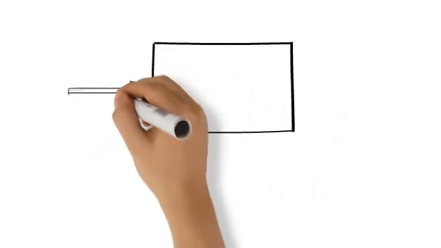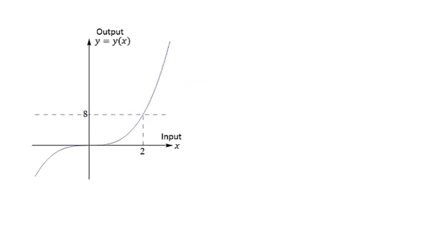A function, represented here by a box, is a relationship between a set of inputs and a set of outputs. We put stuff into the box, perform a series of operations, and get stuff out. For example, the cube function takes the input x equals 2 and returns the output y equals 8. We could draw a graph representing this function. The input is shown on the horizontal axis and the output is shown on the vertical axis.